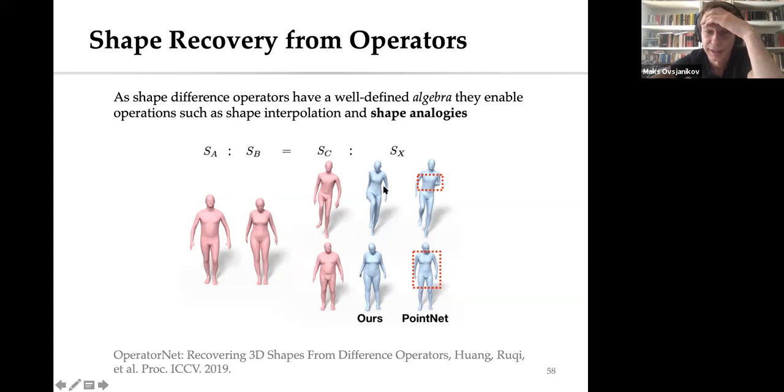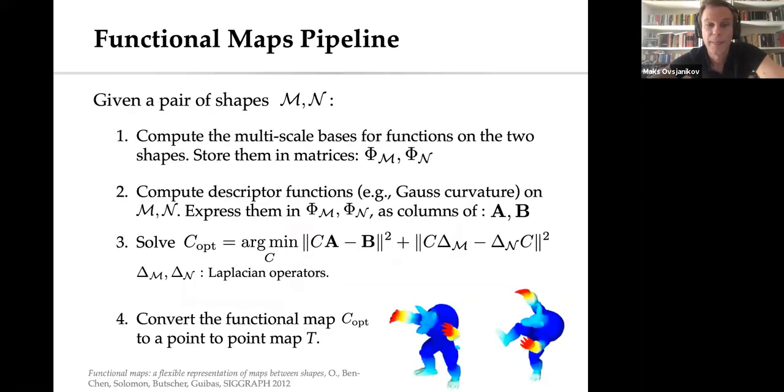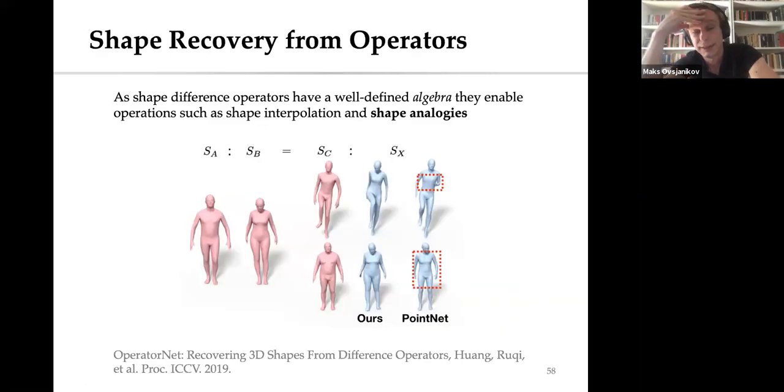For example, in this case, we can synthesize a shape that is basically a female version of this male shape. And actually it's quite subtle, because not only is the pose preserved, but the shape structure changes. It's not just that some basic features are added or removed; the shape structure actually changes. I think this really has to do with the fact that this algebra is well defined on the difference operators. Okay, and so this is for shape synthesis.